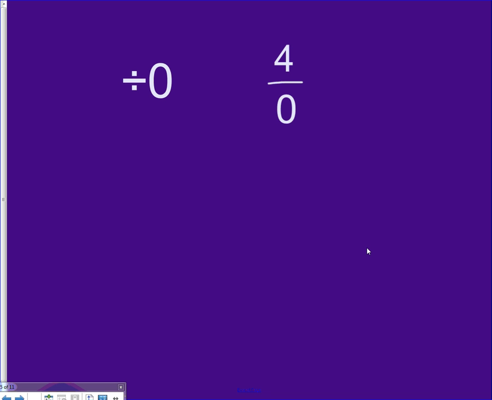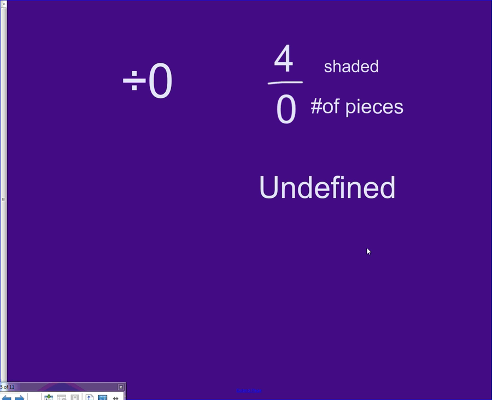Now, the reason for that is if you remember that the top number of a fraction is how many pieces are shaded, and the bottom number is how many of those pieces you have. With this, how the heck am I supposed to shade in 4 pieces if I don't have any to begin with? This is why I say the universe explodes. In math speak, you'll see that that is called an undefined value. You can never divide by 0.